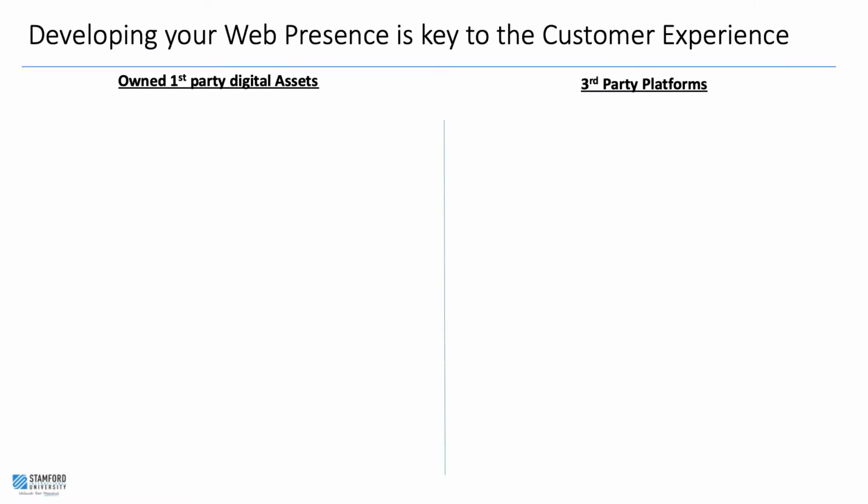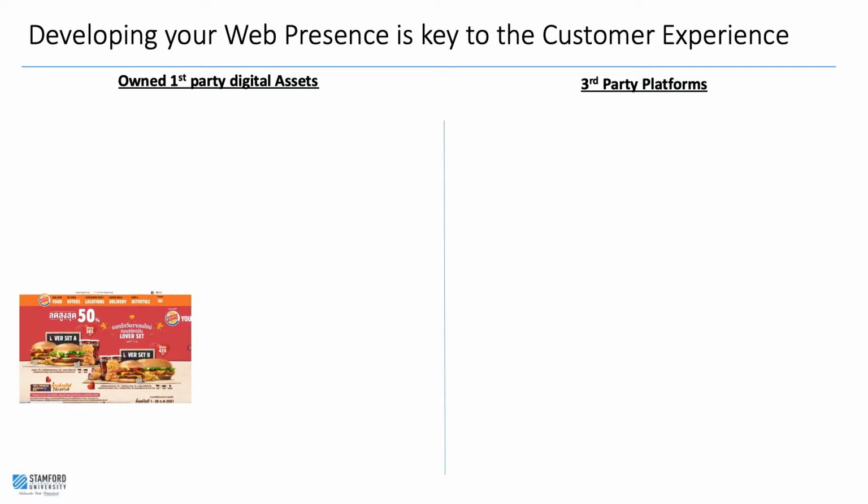When developing your web presence strategy, it's important to understand the difference between what's called owned first-party assets and third-party platforms that you can lease or use, is a way to put it. So first we'll look at owned. So owned first-party digital assets are assets that are developed using the brand's own internal domains. Let's review what we mean by this.